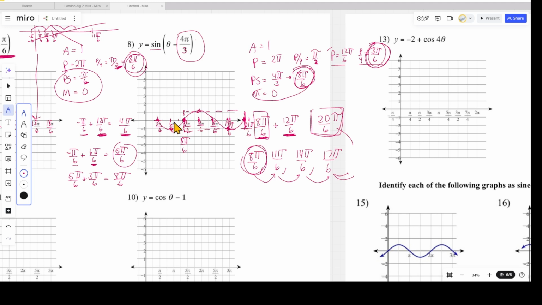And then for bonus, I decided to go back a couple of quarter periods also. So I knew my starting point was 8 pi over 6. So I subtracted 3 pi over 6. 8 minus 3 is 5. This is 6, so this is 5. What a pain. And then I even went back one more quarter period. It's probably not necessary. Usually just one period is enough.